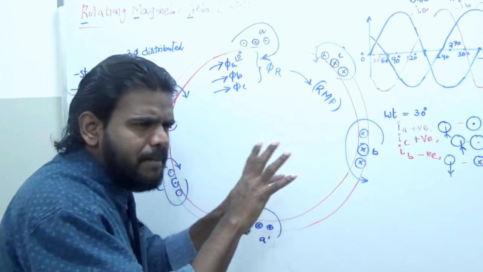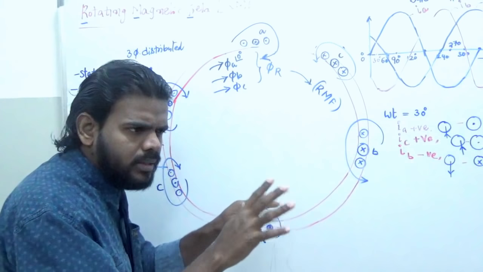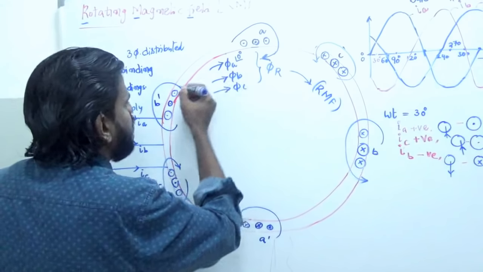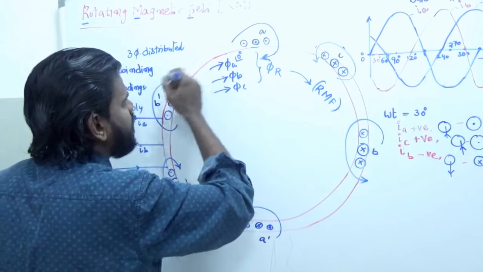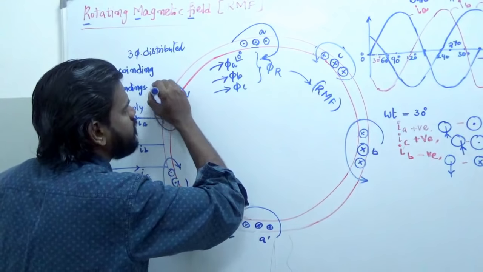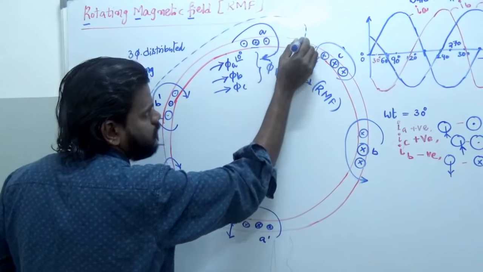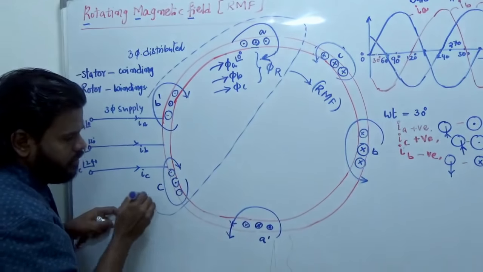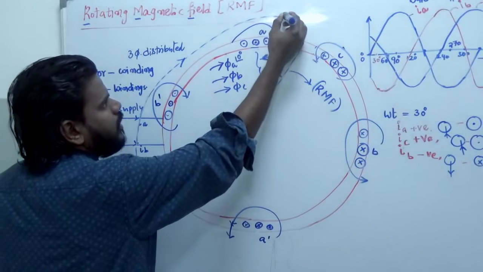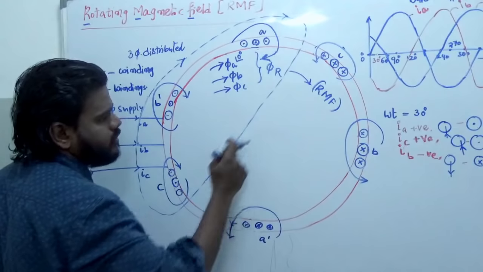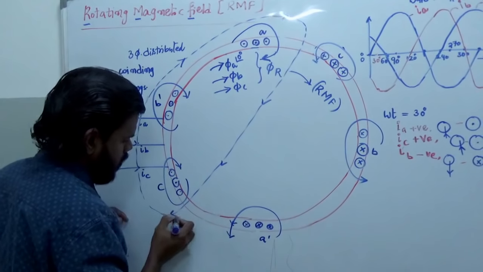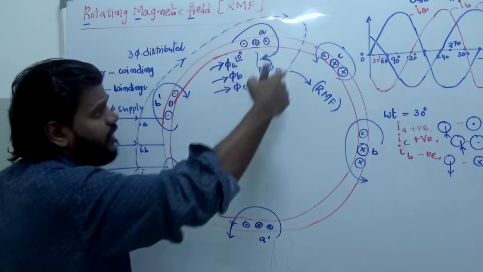Now let me make some concluding remarks. Okay, see here now. All these three will have a similar direction of flux. Let's say all the flux will move like this. Clockwise. Is it making sense, my dear?